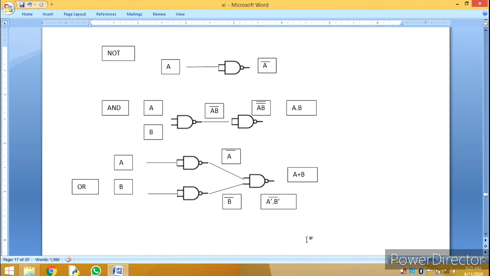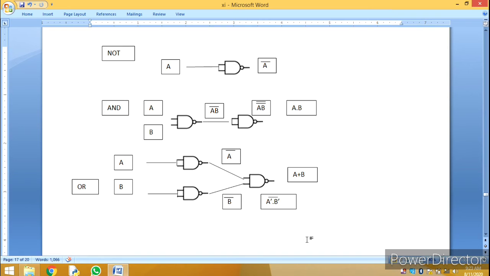Apart from this, we have other gates. The other gates are the XOR gate and the XNOR gate. So let us see the XOR and XNOR gates.